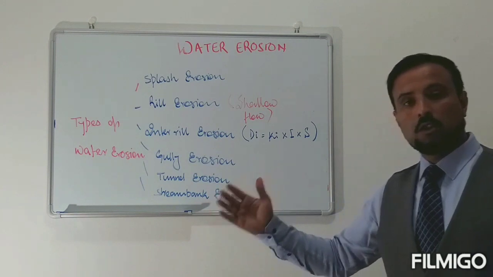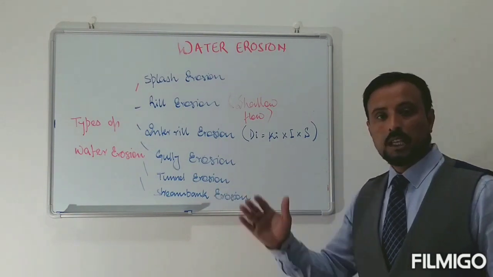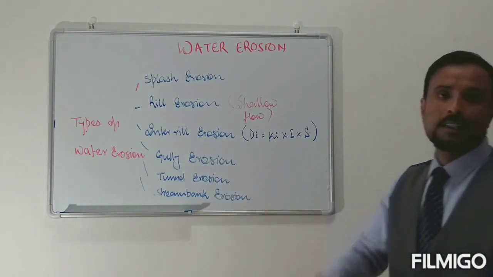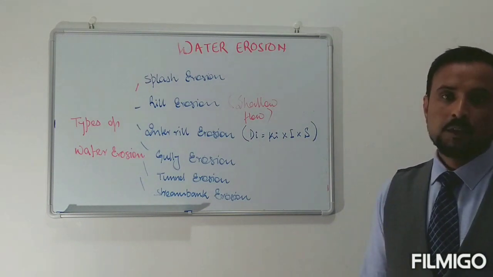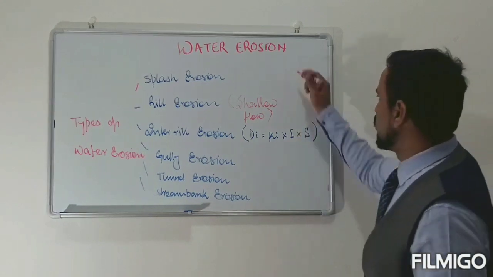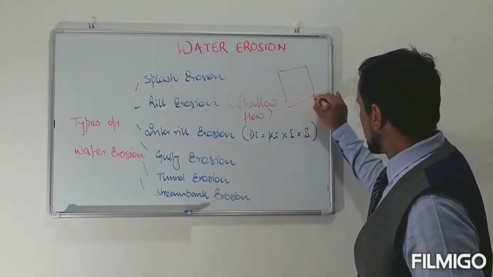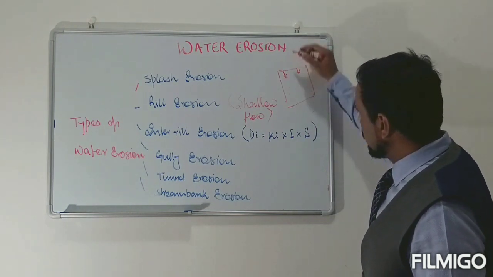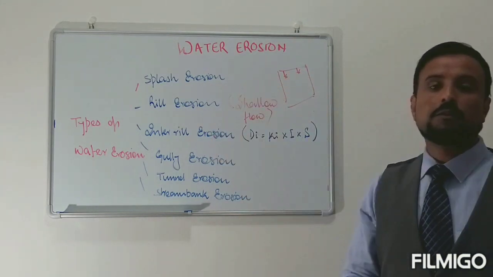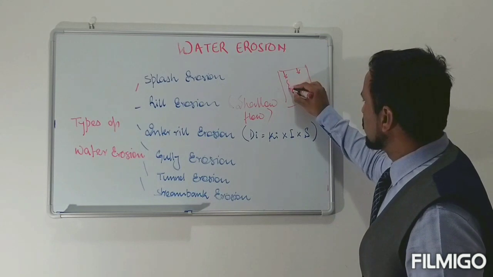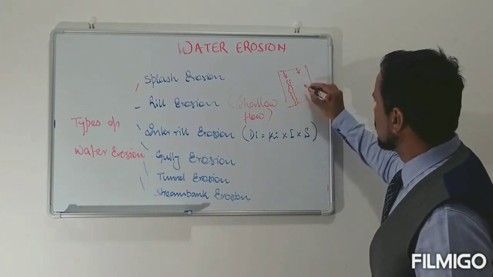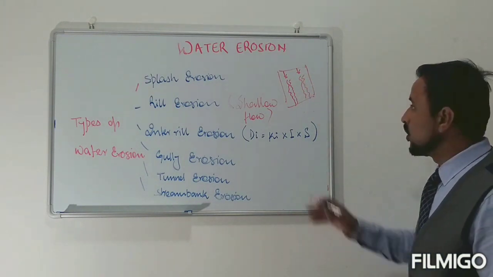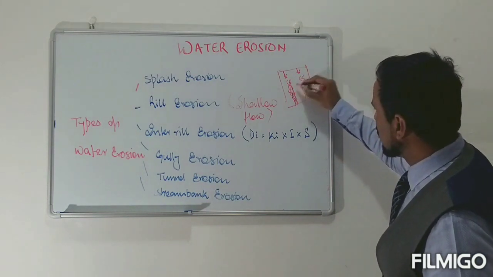If a particular runoff is shallow but moving very fast, it can make different kinds of rills into the surface, right? Suppose you are seeing a land like this, and water is moving from here, in this direction. And it's moving in a shallow way, but at a very high speed. So it will make small channels here. Channels like this, right? One channel, two channels, three channels, four channels like this can be made. So these small channels which are made here, you can see, right?